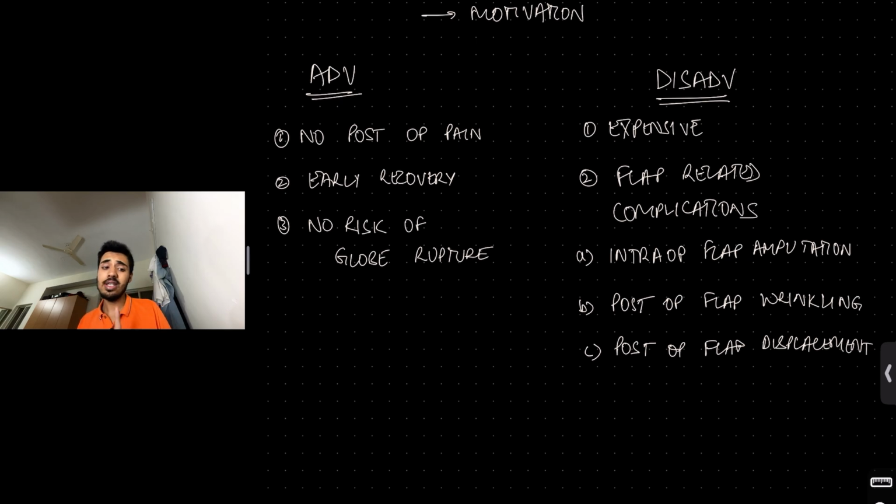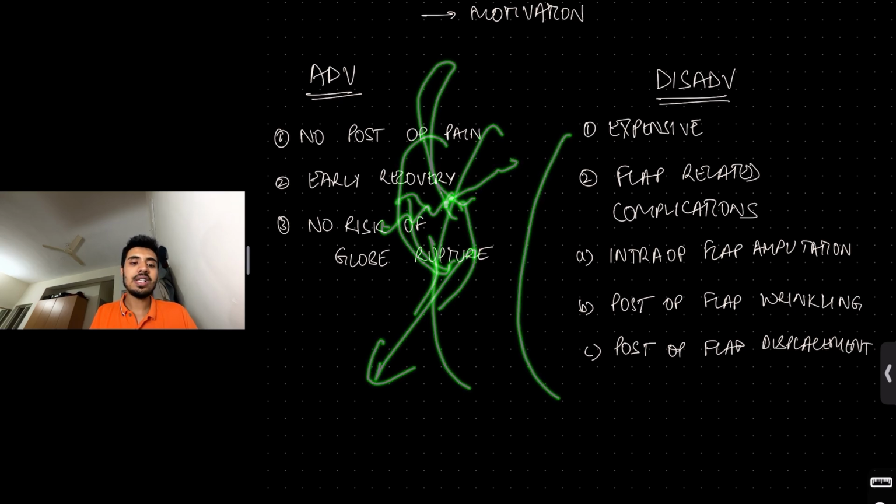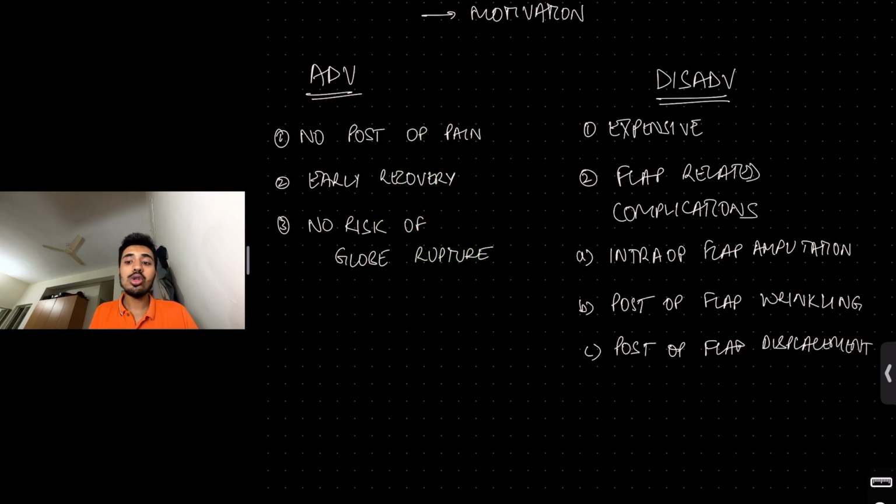Disadvantages: LASIK is very expensive, and flap-related complications can happen. When I told you we'll take that flap, what will happen if intraoperatively this flap gets cut? Intra-op flap amputation, or after repositioning the flap gets displaced. Post-op flap dislocation, post-op flap wrinkling. Those are all flap-related complications, which are also disadvantages. So that is about LASIK, 3 marks, and radial keratotomy, 3 marks.